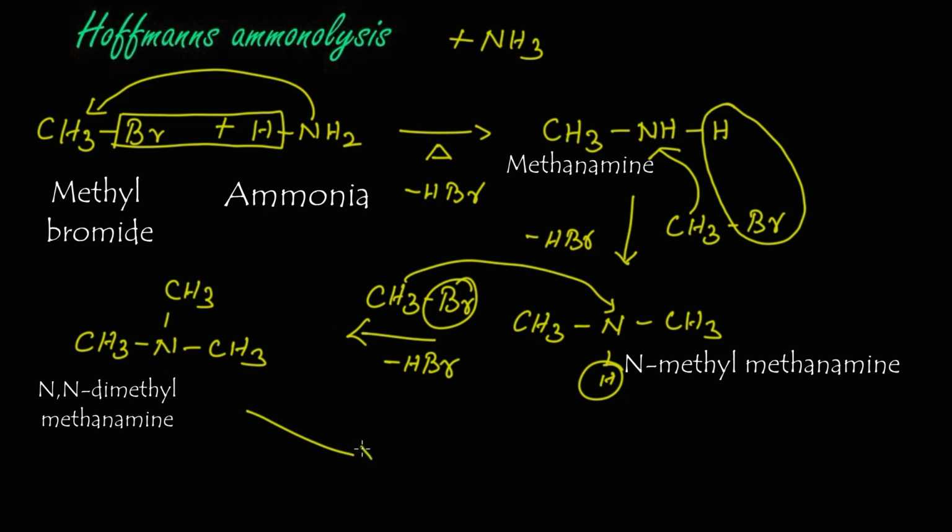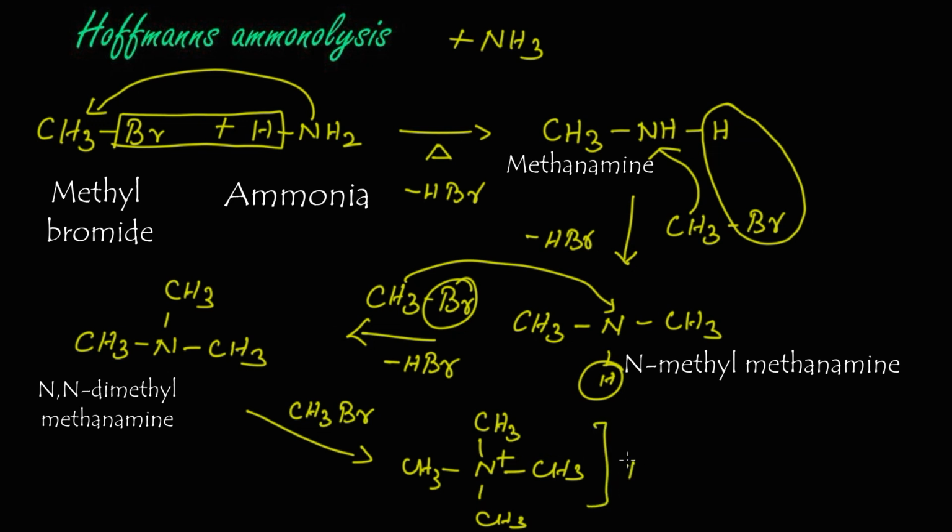This on further treatment with methyl bromide, we get a quaternary ammonium bromide, which is a quaternary ammonium salt, that is CH3, N, CH3, CH3, here CH3. This nitrogen will carry positive charge and this bromine will carry negative charge. Instead of writing this in this way, we can write this quaternary ammonium bromide in this way also: CH3 4 times, N plus, Br minus.